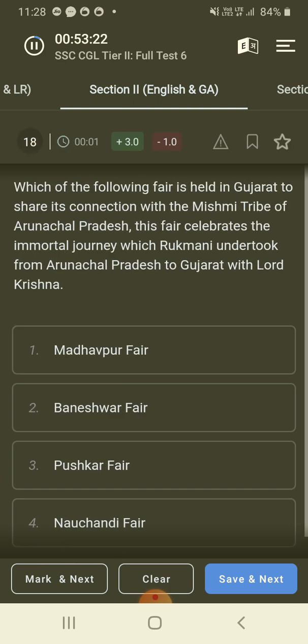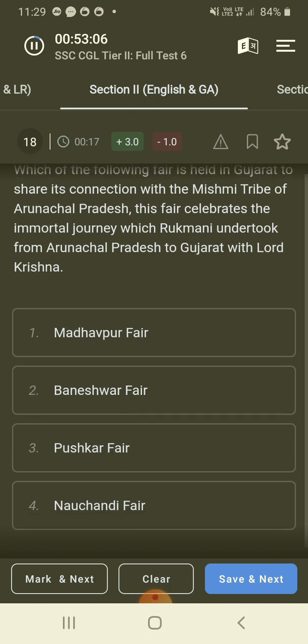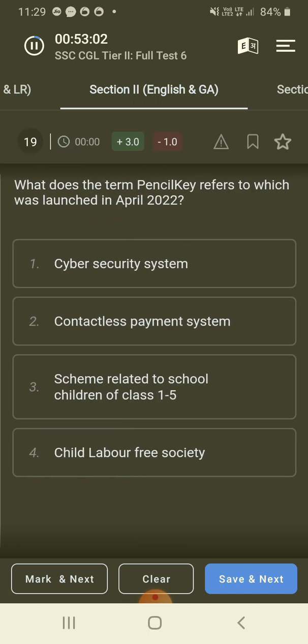Which of the following fairs is held in Gujarat to share its connection with the Mishmi tribe of Arunachal Pradesh? This fair celebrates the immortal journey which Rukmini undertook from Arunachal Pradesh to Gujarat with Lord Krishna. Maneswar Fair, Pushkar Fair, Nauchandi Fair.